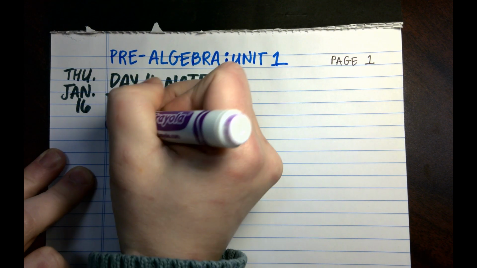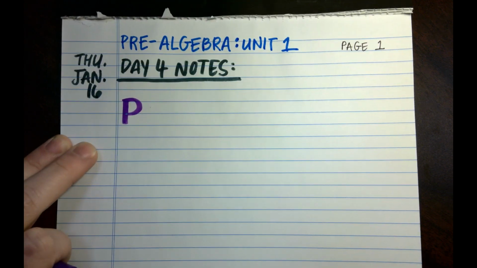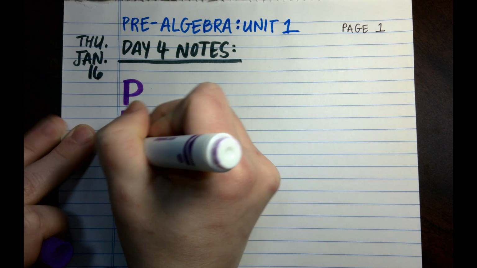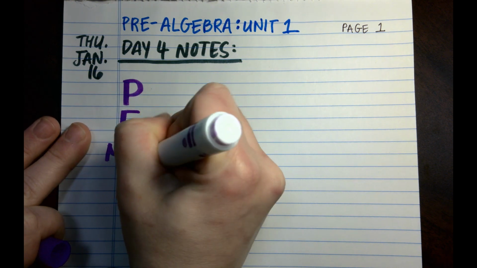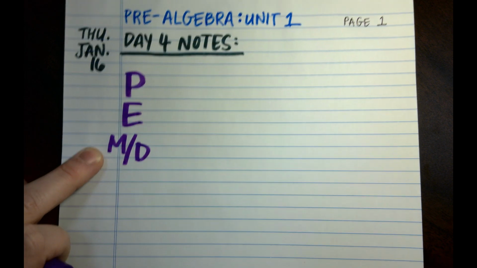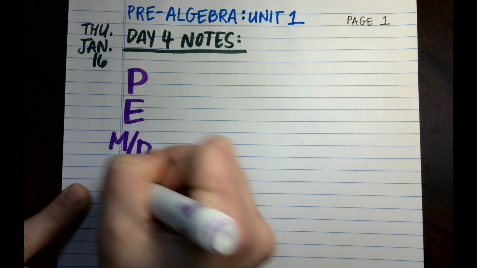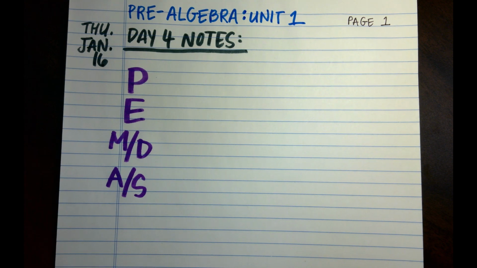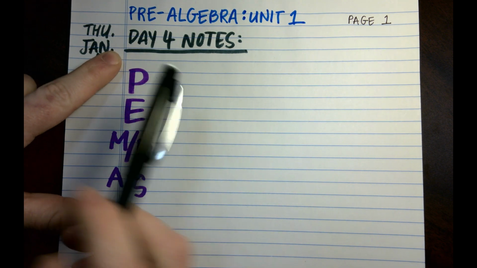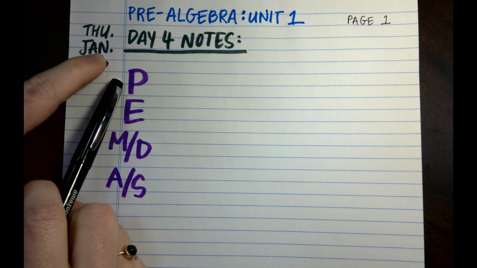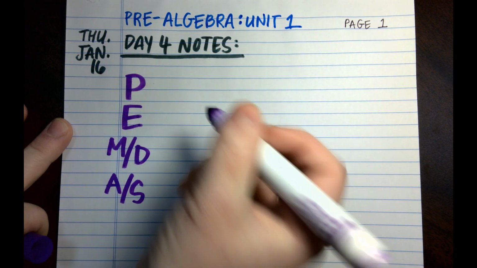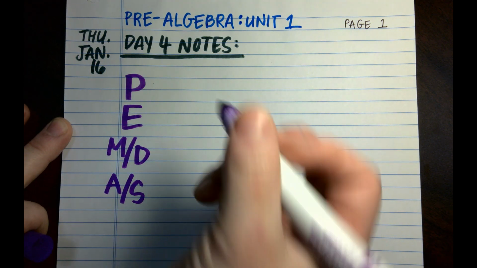Let's write down some letters. E, M/D, we're putting these together. And then A/S, we're putting these together. And I'm going to explain why. So, first of all, does anybody know what the P stands for? Please. No, P is parentheses.